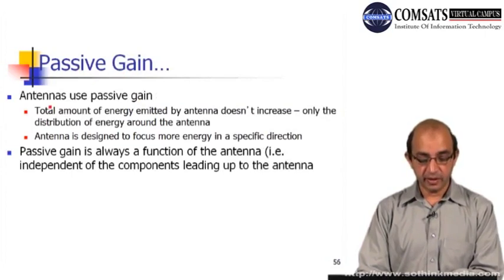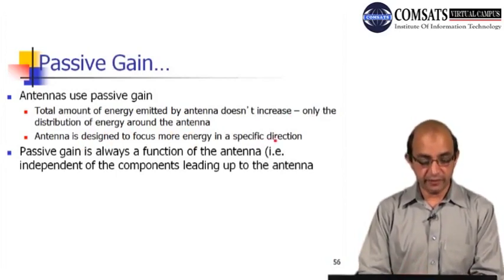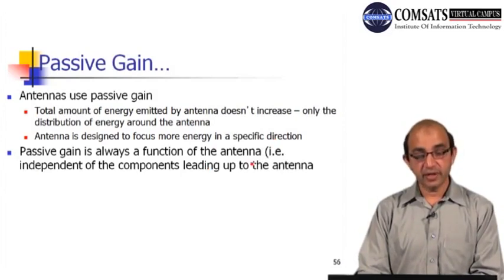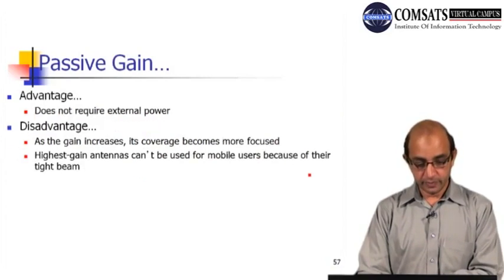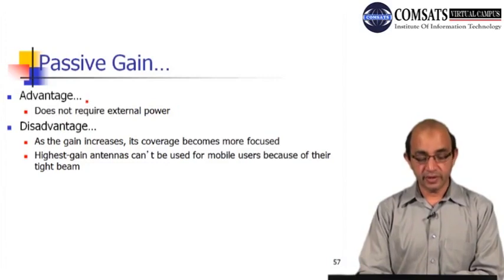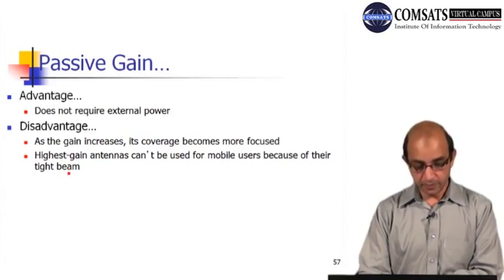So again, passive gain. In passive gain, the total amount of energy emitted by the antenna does not increase, only the distribution of energy around the antenna changes. The antenna is designed to focus more energy in a specific direction. Directivity is always a function of the antenna, independent of the components leading up to the antenna. So we have certain advantages. It does not require external power. As the gain increases, its coverage becomes more focused. The highest gain antenna can't be used for mobile users because of its tight beam.